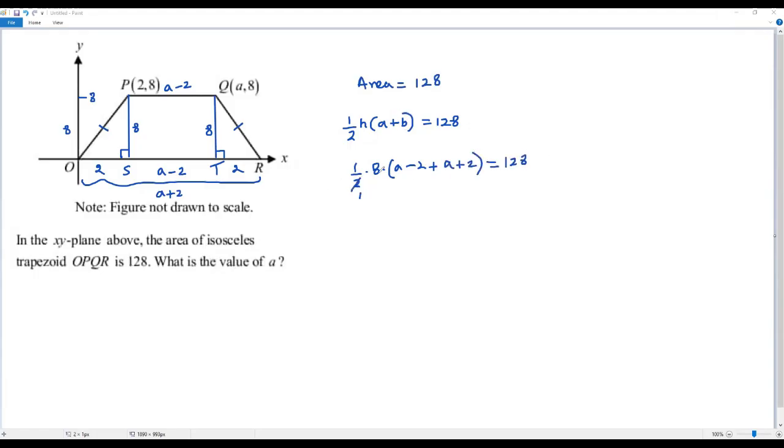Okay, here 2 goes into 2 one time, 2 goes into 8 four times. So 1 times 4 is 4, times this, the negative 2 and positive 2 cancel out. When I combine the positive A's, I am getting 2A, so 4 times 2A equals 128. When I multiply 4 and 2A, I am getting 8A equals 128. Now let me divide both sides of this equation by 8. Then this 8 will cancel out. Then I'm getting A equals, when I divide 128 by 8, 16. Okay, here I got the value of A. The value of A is 16.